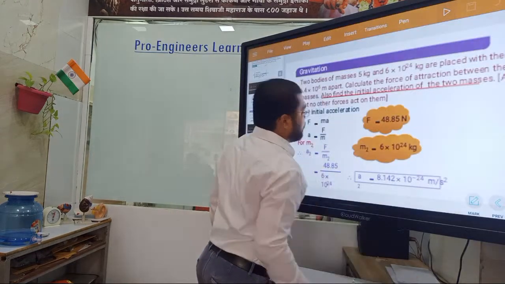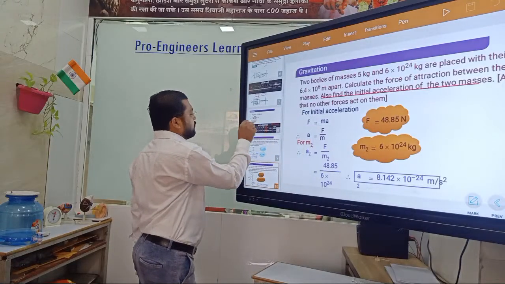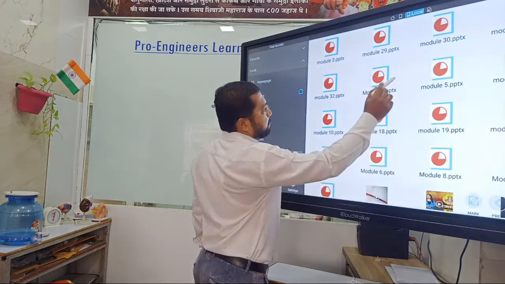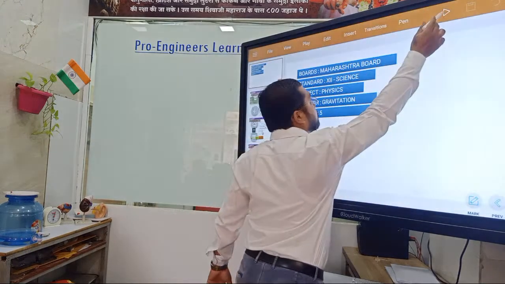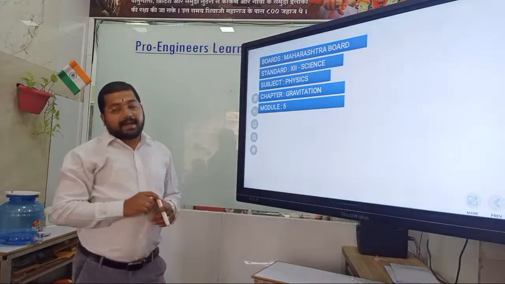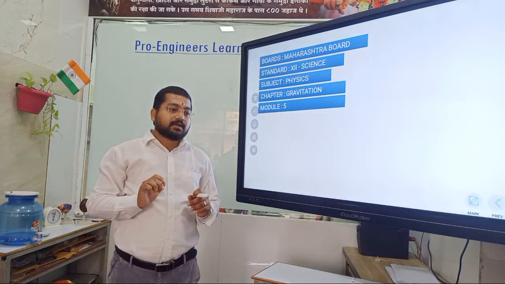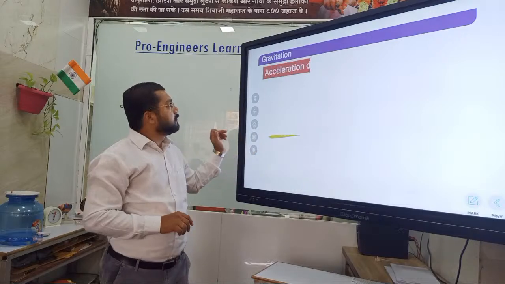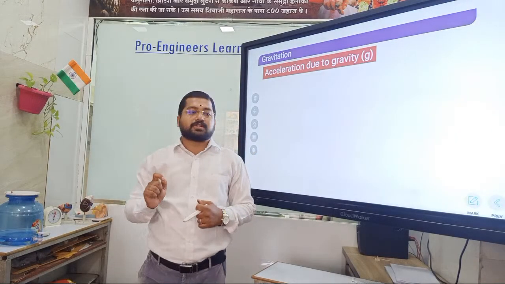So here ends model number 4. We'll go for model number 5. Pay attention. Just now we have completed model number 4, one numerical based on gravitational force. Now we come to acceleration due to gravity. Now it's time to understand small g.